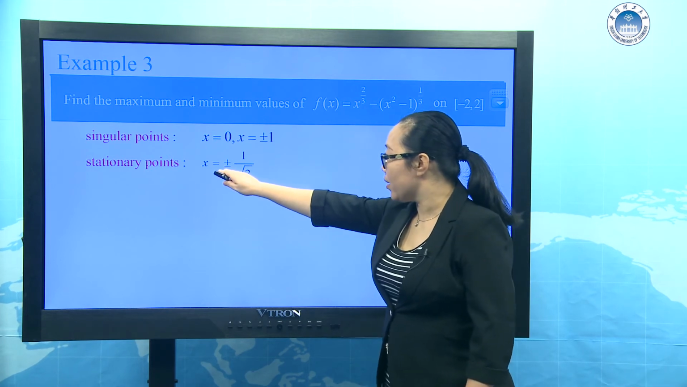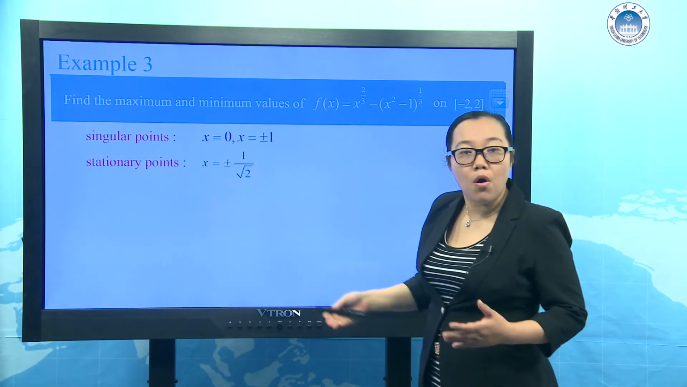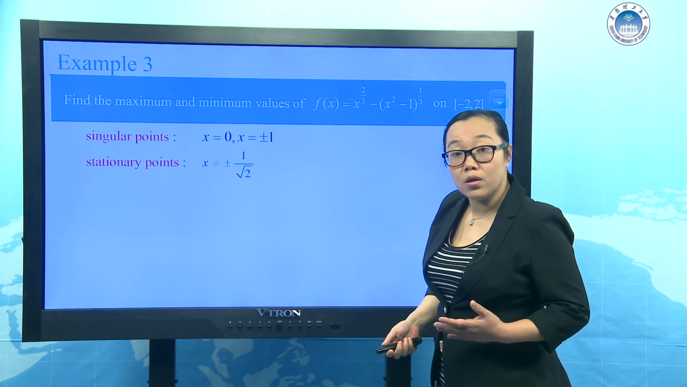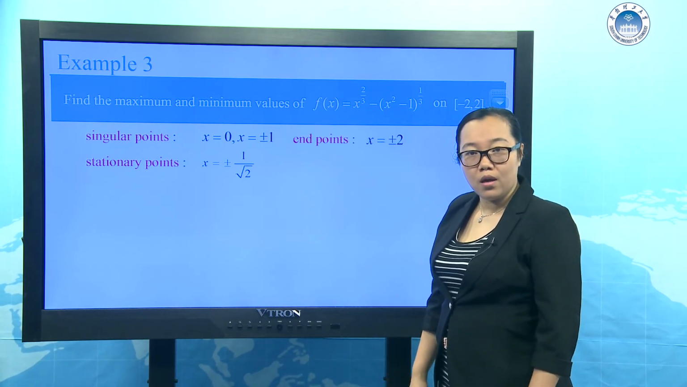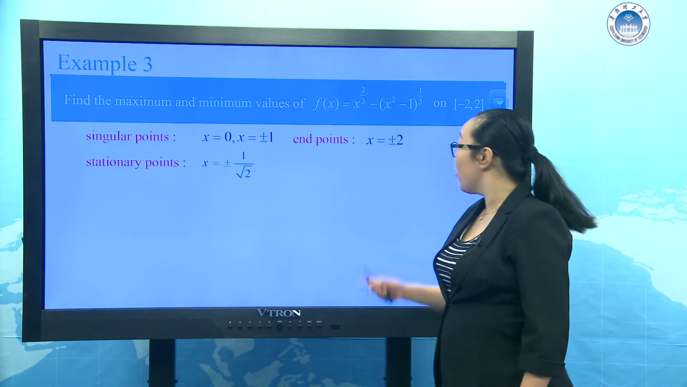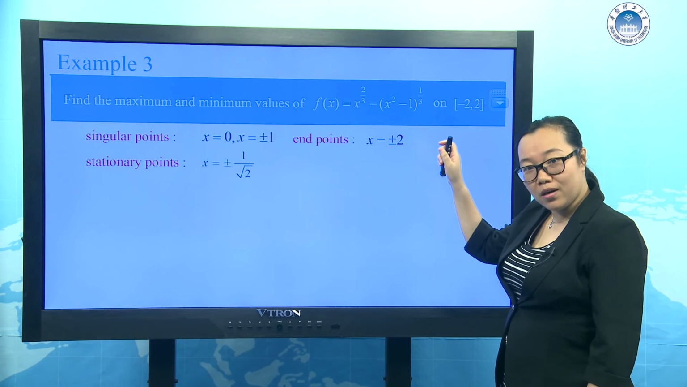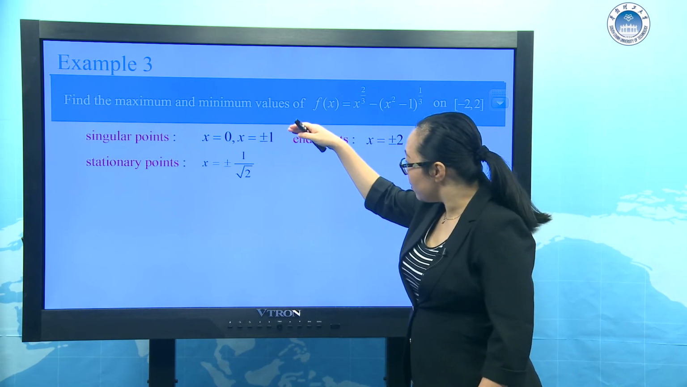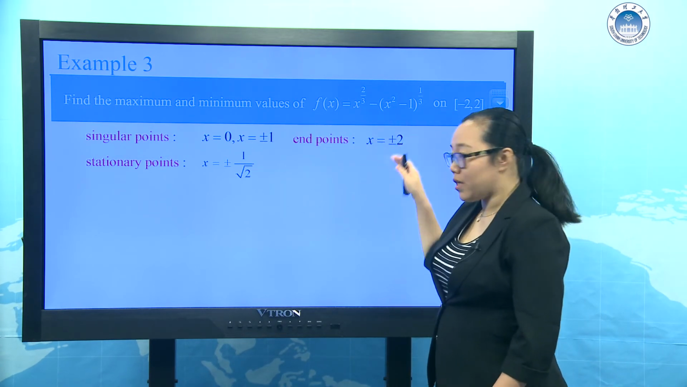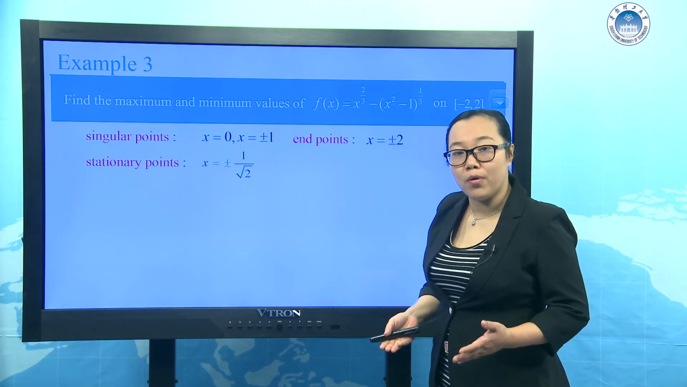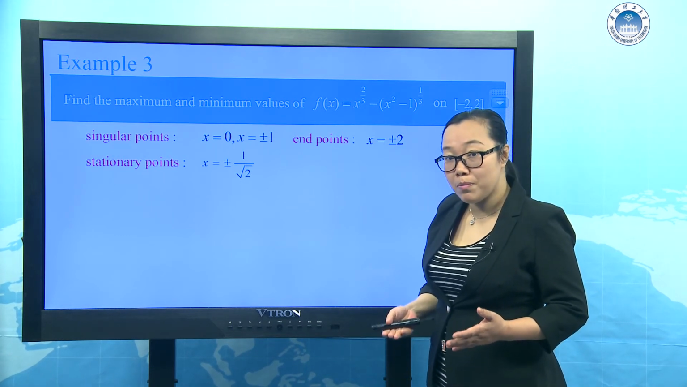Stationary points, we can get x equals positive or minus 1 over square root 2. And then endpoints, it's very easy. We can find it, positive or minus 2. Together, 1, 2, 3, 4, 5, 6, 7. How many critical points? Yes, 7 points. Do you remember step 3?